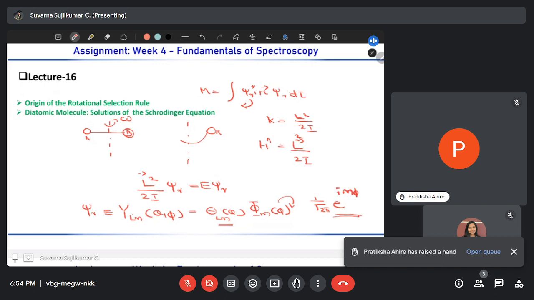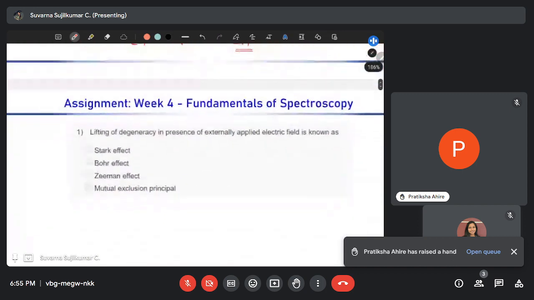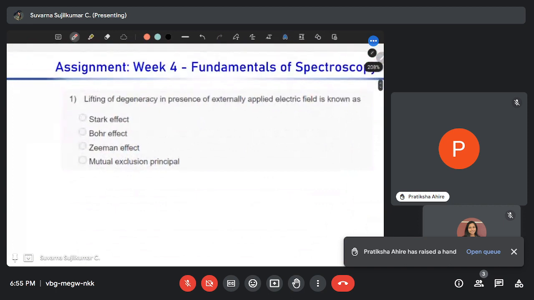Followed by that, we derived the selection rules in the framework of quantum mechanics. The selection rule is given by delta L equals plus or minus 1, delta M equals 0 and plus or minus 1, and delta J equals plus or minus 1. So these are the selection rules that we have discussed. The professor has discussed this in the lecture video; you have to watch that. Okay, with this introduction, let's move to the question answer section.